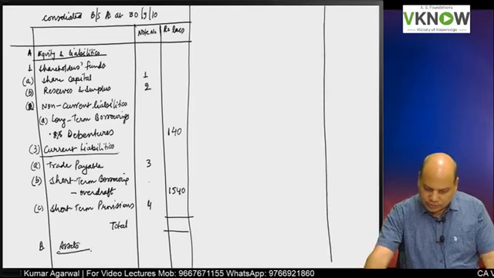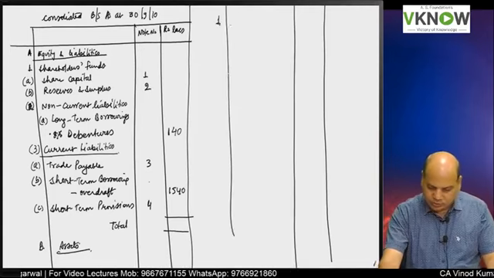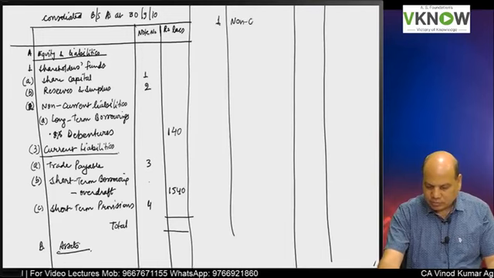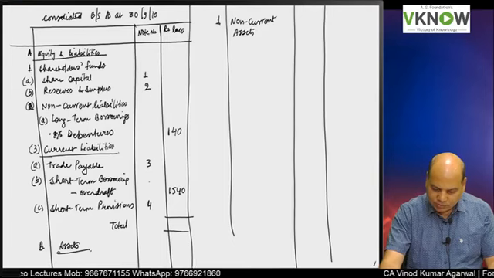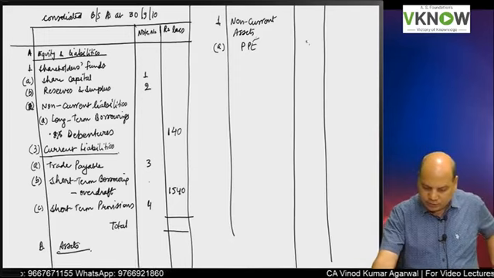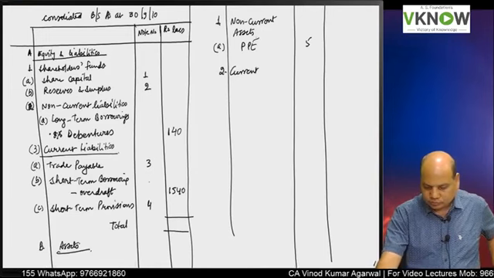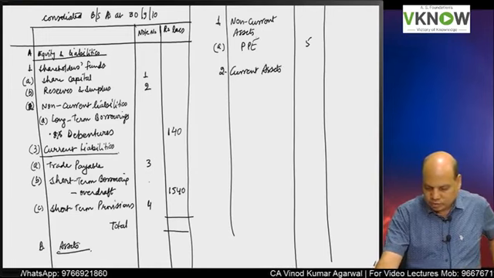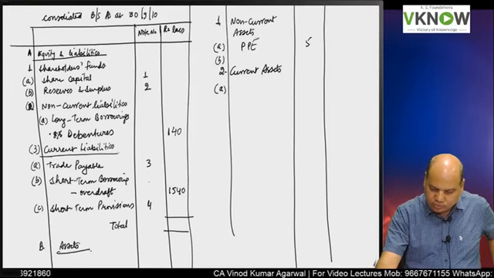Under assets, write down 1. Non-current assets. Under that, write down PPE, note number 5. Point number 2, write down current assets. A, and below PPE write down one more line, B, goodwill.